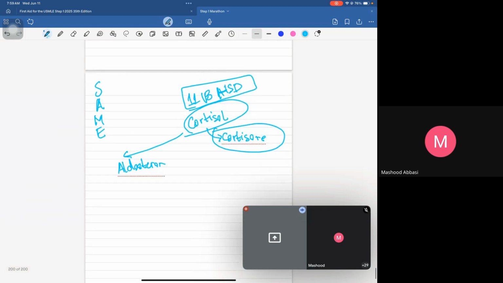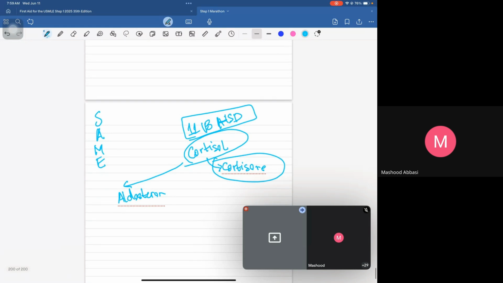So what if I say to you that due to some reason this 11 beta hydroxysteroid dehydrogenase is not working anymore? What if this enzyme is not working anymore? What do you think is going to happen in the patient? Anyone?